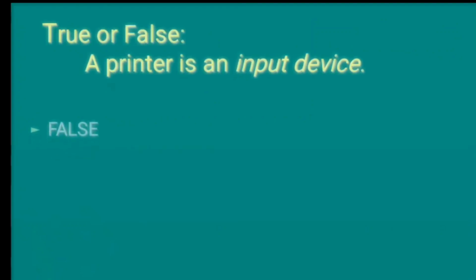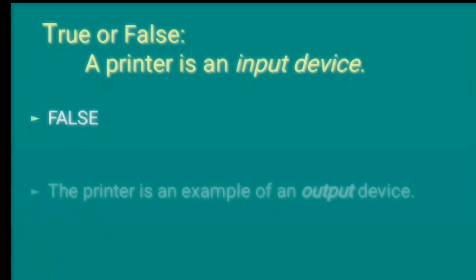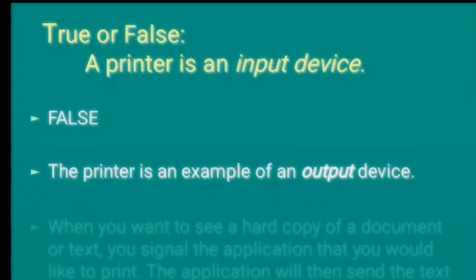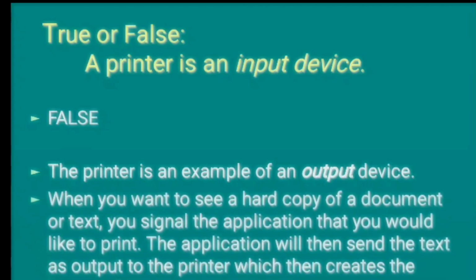True or false? A printer is an input device. False. The printer is an example of an output device. When you want to see a hard copy of a document or text, you select the application that you would like to print. The application will then send the text as output to the printer, which then creates the printout for you on paper.